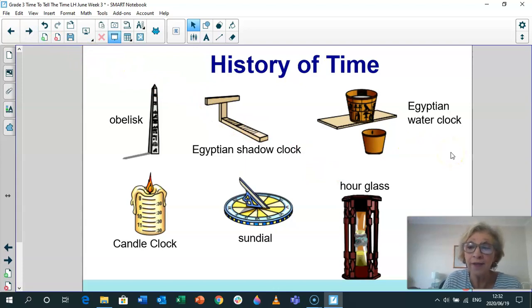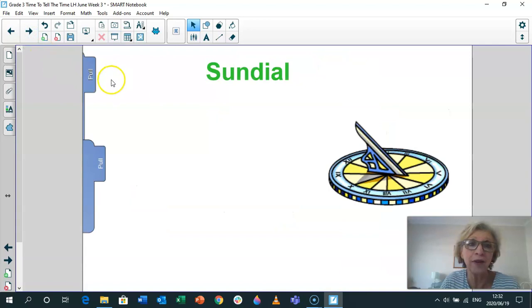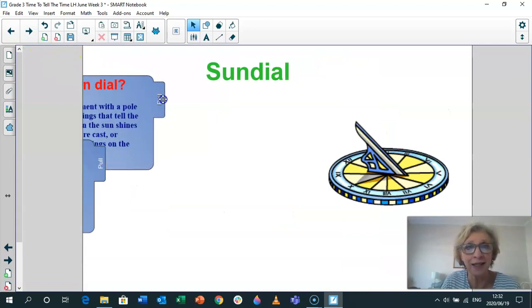Well, let's have a little look at the history of time. So long ago, they used to use things called obelisks, Egyptian shadow clocks, Egyptian water clock, a candle clock, a sundial, and an hourglass. And those are just some of the many different ways they told the time in the olden days. Right, so shall we have a quick look at what a sundial does for us?